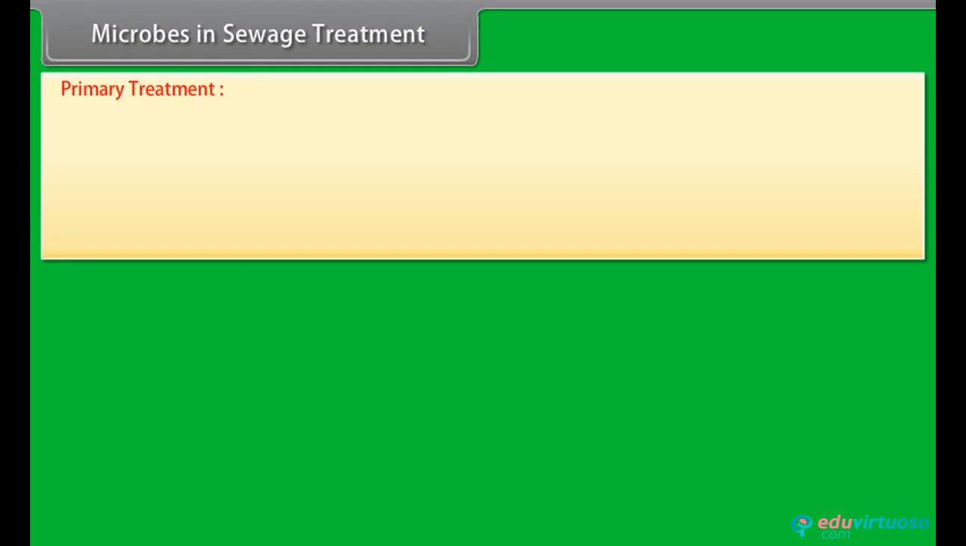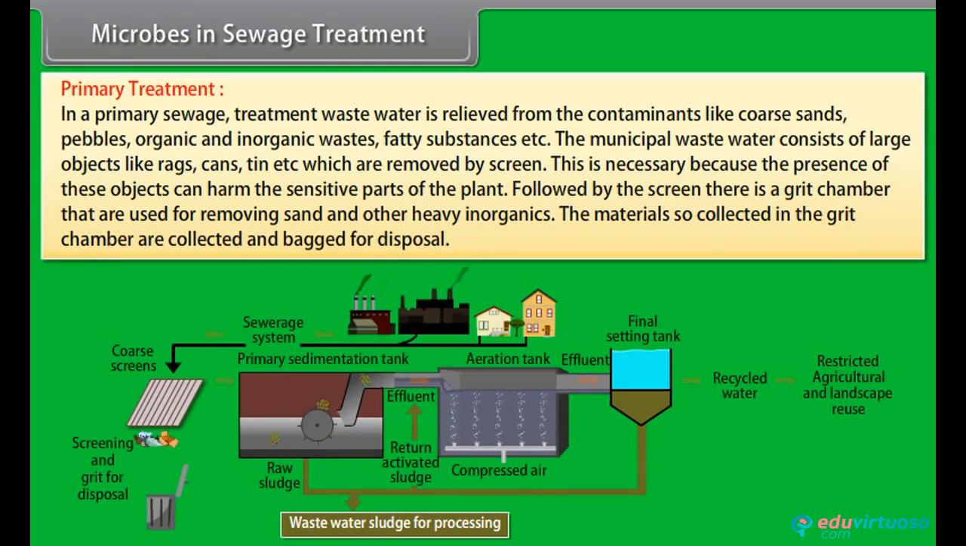Primary treatment. In primary sewage treatment, wastewater is relieved from contaminants like coarse sands, pebbles, organic and inorganic wastes, fatty substances, etc. The municipal wastewater consists of large objects like rags, cans, tin, etc., which are removed by a screen. This is necessary because the presence of these objects can harm the sensitive parts of the plant.